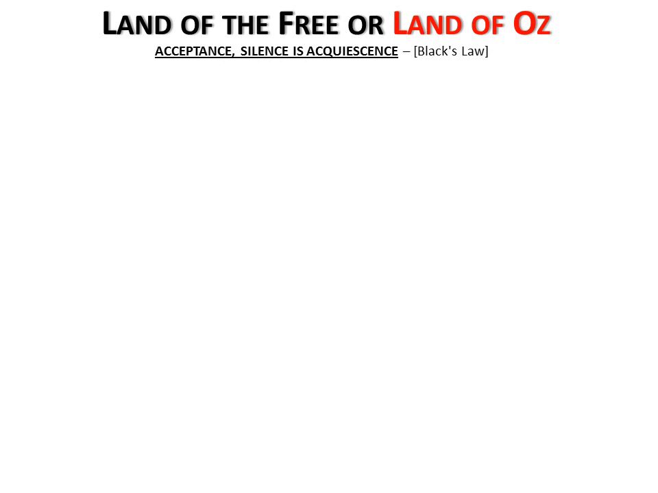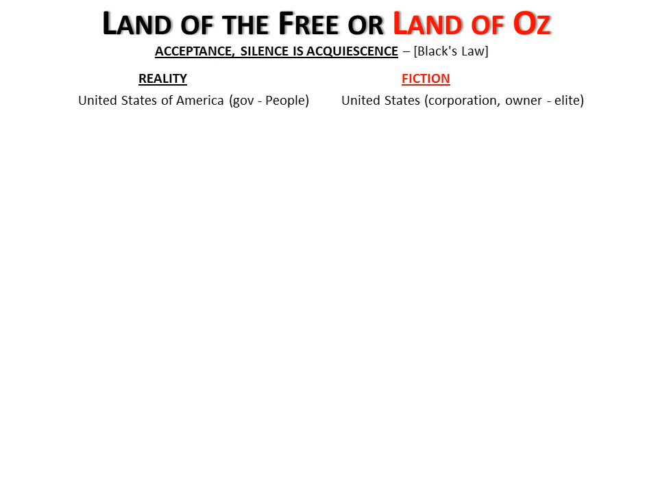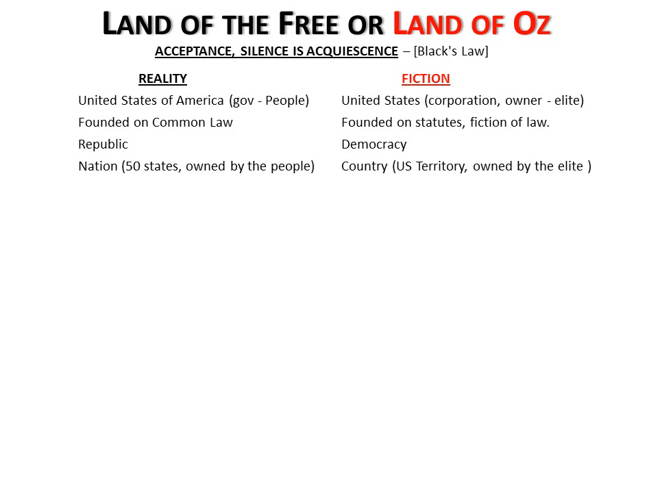Acceptance. Silence is acquiescence. Black's Law. Reality or fiction. United States of America is a government by and for the people. United States is a corporation owned by the elite. The United States of America was founded on common law. The United States is founded on statutes, fiction of law. The United States of America is a republic. The United States is a democracy. The United States of America is made up of 50 states, each one owned by the people, creates a nation. The United States is a country, it's U.S. territory owned by the elite.